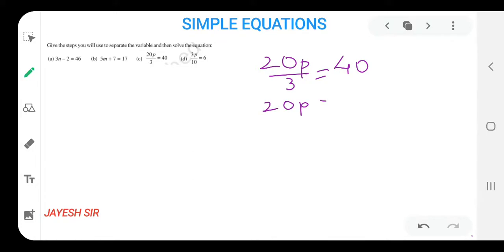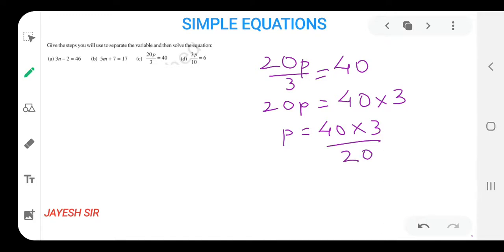20p as it is, because 3 is in multiplication, after going that side will become, sorry, 3 is in division, after going that side will become in multiplication. 20 is in what? 20 is in multiplication over here, after going that side will become in division. Now why have I not multiplied? Because I need to cancel, so that can be cancelled.